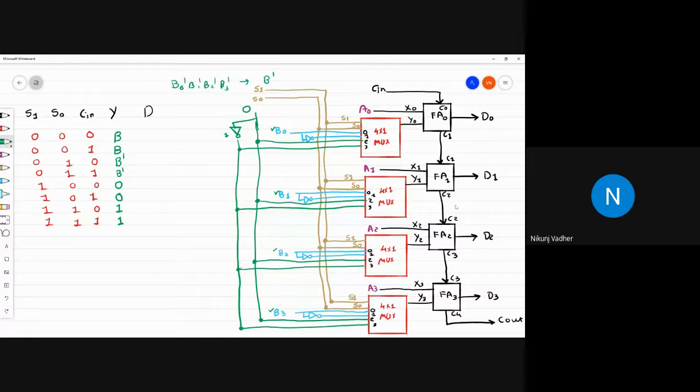Now we will consider Cin. By default, one input to this full adder is A. So everywhere we will write A.